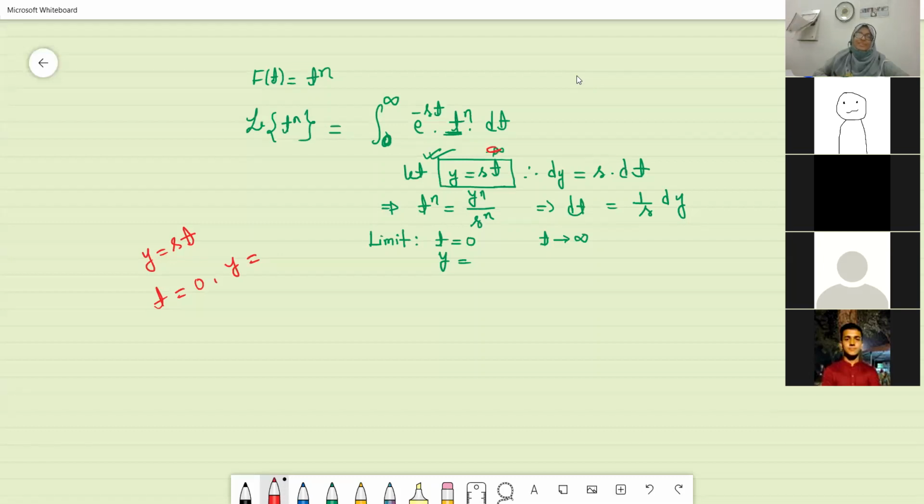No problem. Say t is equals to 0 here. Then y is equal to 0.